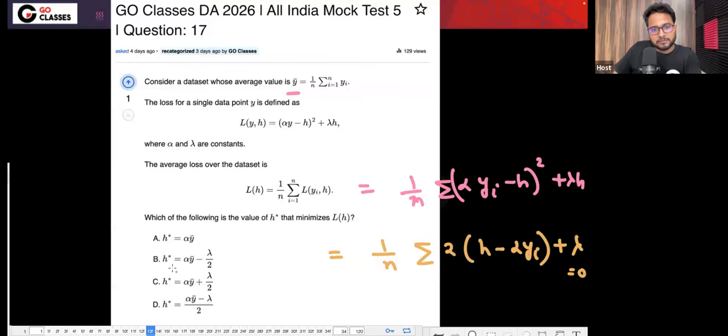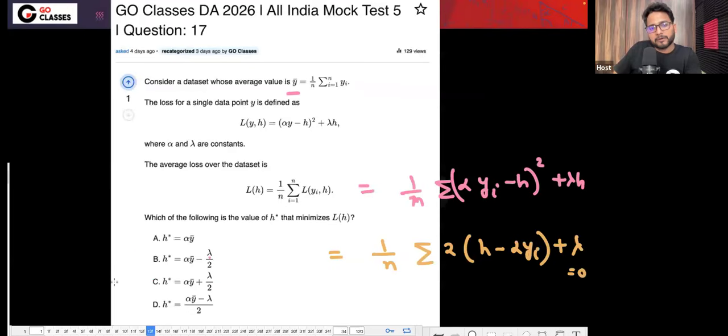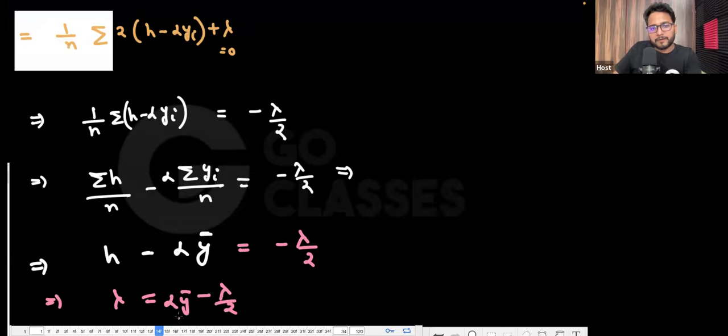I think B is the correct answer, right? B is the correct answer: alpha y bar minus lambda by 2. So it was also an easy question. Just a bit of differentiation was needed. Okay.